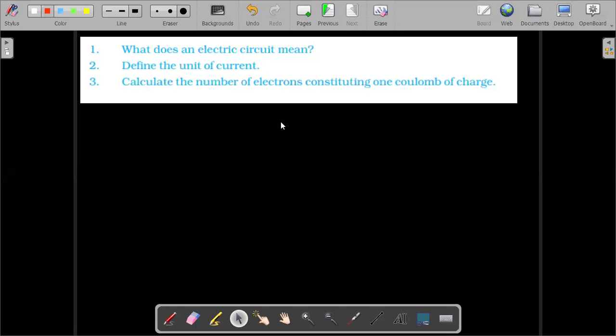See, the unit of current is ampere. So how can we define that? By the formula we have I equals Q by T. So the unit of current, 1 ampere. When can we say that the current is 1 ampere? Yes, the charge should be 1 coulomb and the time to be 1 second.